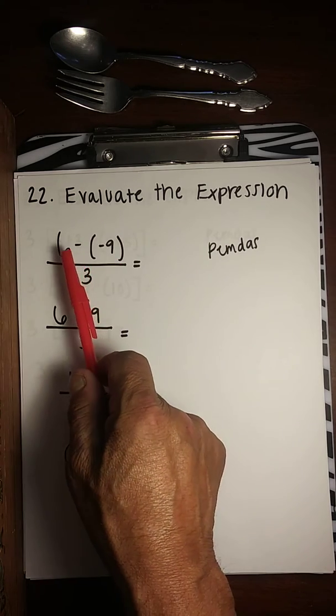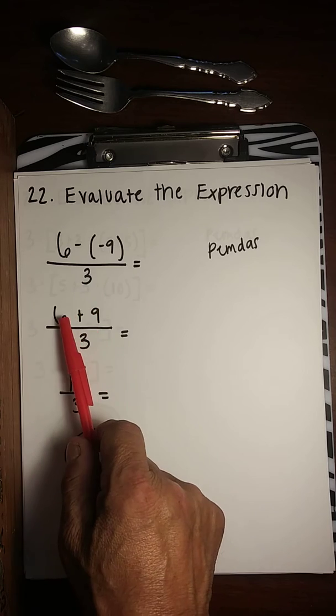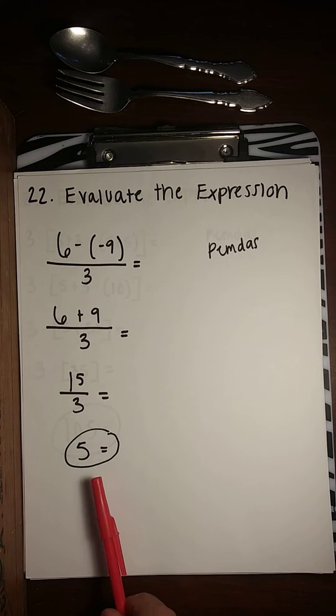Evaluate the expression. 6 minus negative 9. So a negative and a negative is positive. 6 and 9 is 15. 15 divided by 3 is a 5.